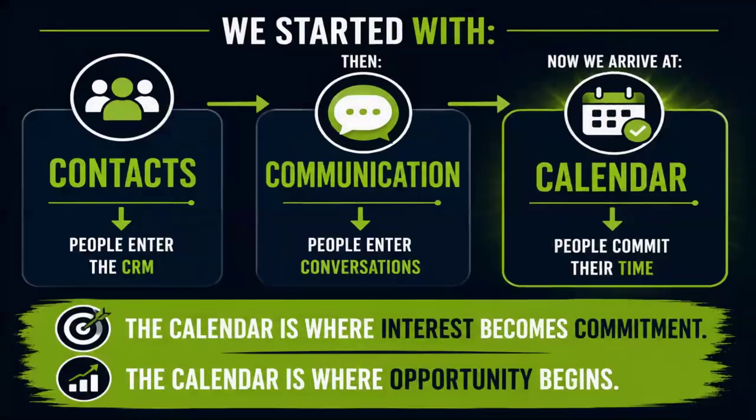So we started with contacts. Remember, if you don't have any contacts, you have absolutely nobody to talk to. Contacts are somebody that's entered into your CRM. Once they're in the CRM, you communicate with them. People enter into conversations. What are the conversations based on? Value, education, information, something to keep them reading, keep them engaging, and ultimately at the right point in time, get them to move to the third C, which is calendar. That's where people actually commit their time to discovery calls, online educational meetings, whatever it might be. The calendar is where interest becomes commitment. It's that bridge. The calendar is where opportunity actually begins.